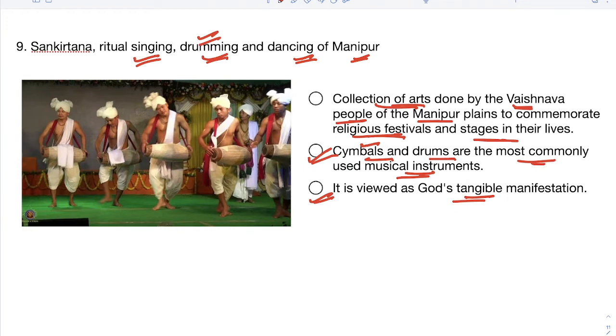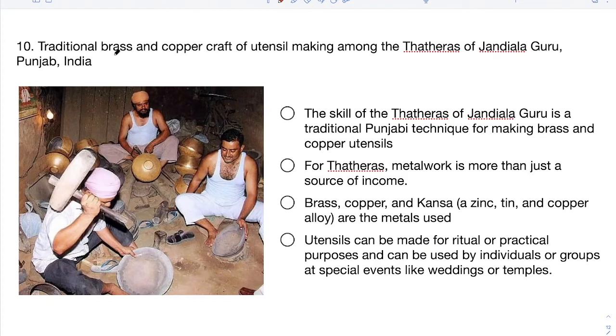Okay, and the next one, that is the 10th one. Traditional brass and copper craft of utensil making among the Thatheras of Jandiala Guru, Punjab, India. Please remember, it is not regarding the brass and copper craft of Buditi in Andhra Pradesh. It is in the state of Punjab that only is included in the ICH of UNESCO, not other brass crafting. Please remember, because it is done by the Thatheras of Jandiala Guru.